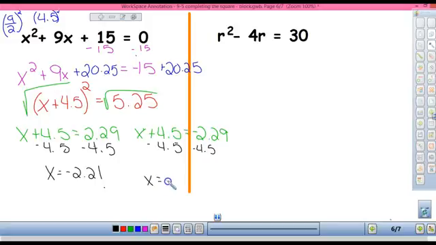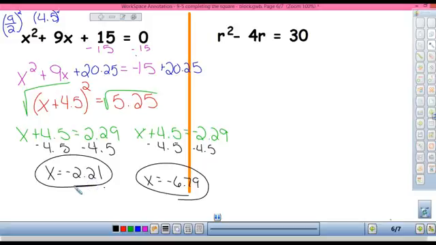X equals negative 6.79. Notice how we're not getting two of the same answer. Notice how we're not getting like negative 7 and positive 7. We're getting two very distinctly separate answers, right? So you actually have to solve both. You can't just get negative 2.21 and assume you're going to get positive 2.21. Does that make sense?